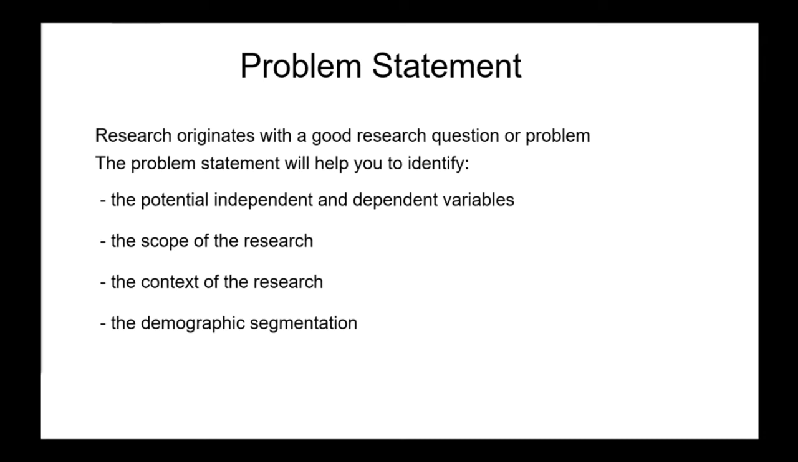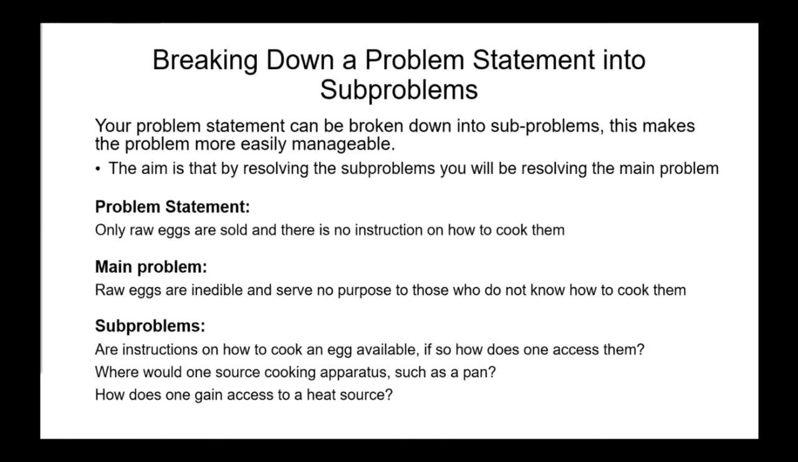So what elements of the topic would you like to focus on over others, as well as the context of your research, what type of setting you'd like to conduct this research in. And finally, if there are any demographic factors that are important. However, this is quite a broad overall topic rather than a simplified statement of what you're going to be studying. So my suggestion is then that you break down your problem statement into sub-problems. So this will make it a lot more easy to manage.